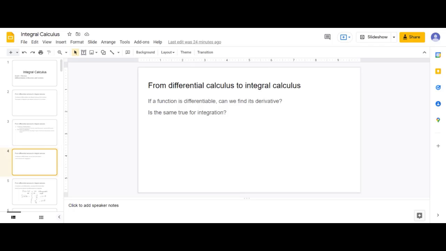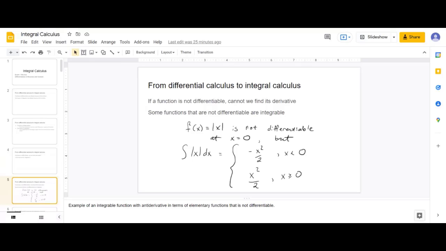Okay, so question: if a function is differentiable, can we find its derivative like always? What do you guys think? If a function is differentiable, if its derivative exists, the limit of the difference quotient, can we always calculate the derivative? Yeah, it's super straightforward. We could just use some of the rules and then it'll always pop out nicely. Now, is the same true for integration? If a function is integrable, can we always find its antiderivative? Maybe you guys don't know this one. We'll see in the next slide. Oh wait, two slides from now.